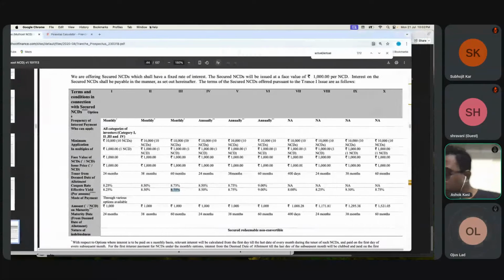Okay, what else can you learn here? Secured, redeemable, non-convertible. So multiple features in one go. It is a non-convertible bond. It is a secured bond. It's a redeemable bond. That means it will have a maturity period.